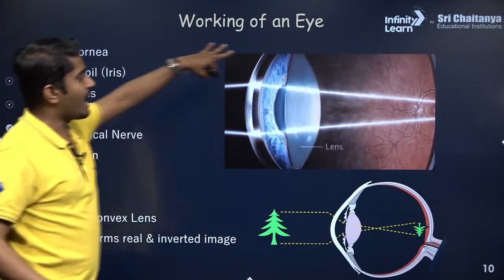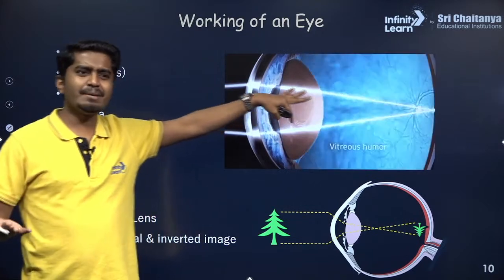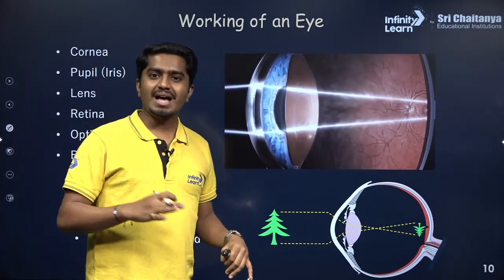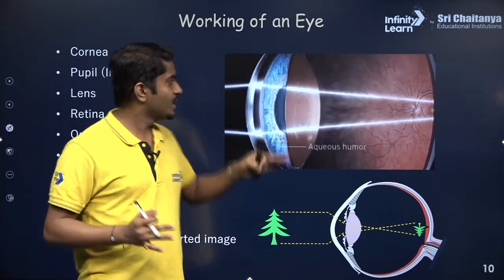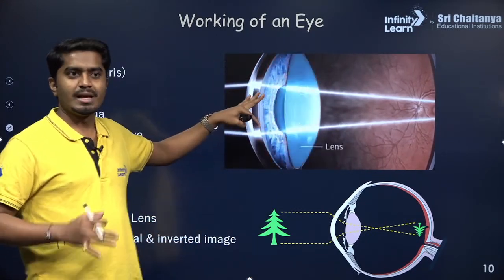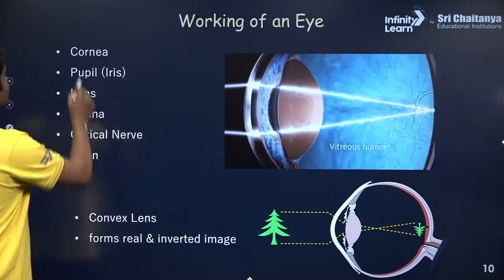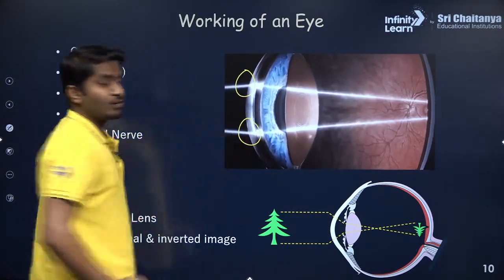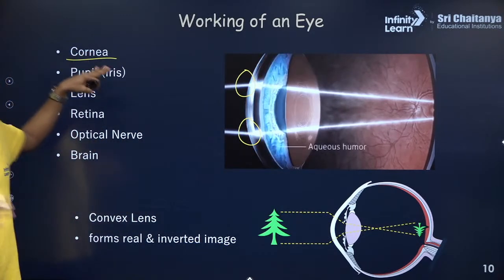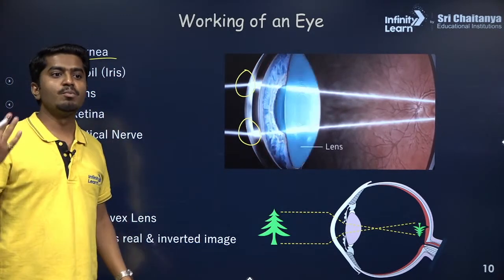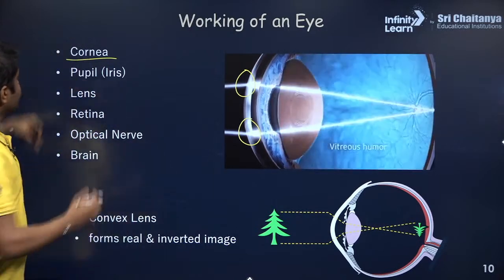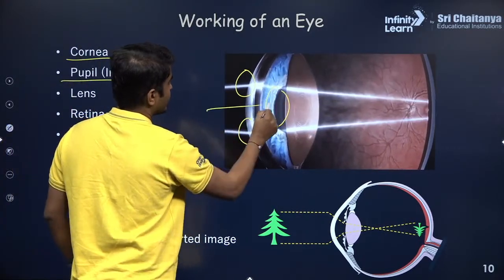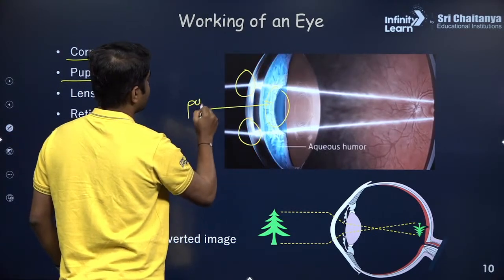So there is a human eye. The working principle is very easy. You have learned it in 8th, so they will not ask any major questions on the working principle. I'll quickly tell you. We have first the cornea. It is this cornea here. And what is the purpose of the cornea? It bends or refracts most of the light. Then the pupil. So this black region here is the pupil.